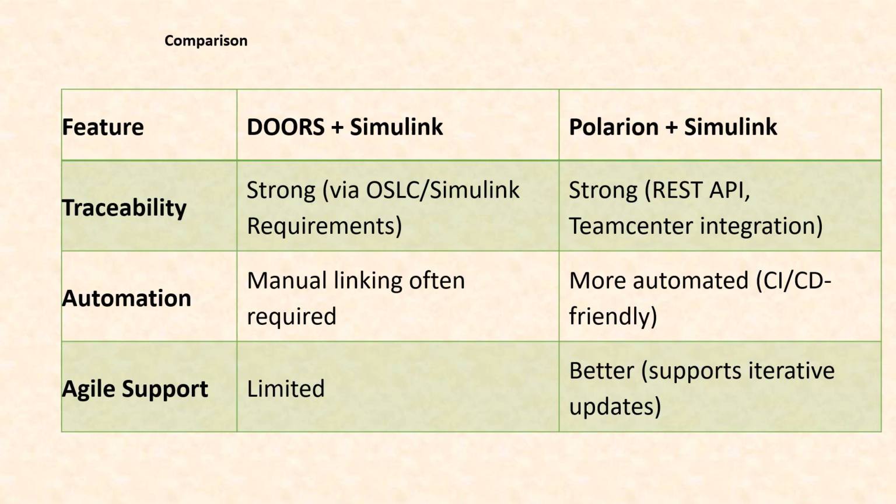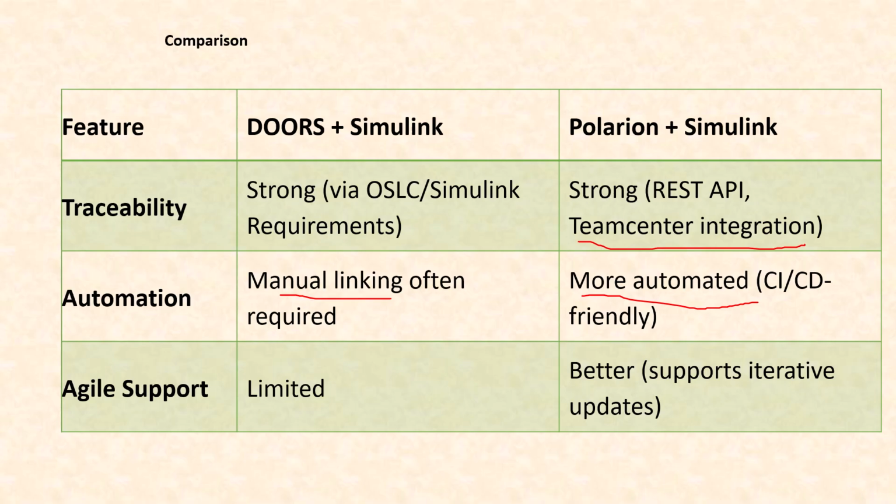When it comes to traceability, it is very strong via OSLC and Simulink, and it is very strong through the API. And it is also integrated strongly with Teamcenter. Teamcenter is an important part of the Siemens ecosystem. When it comes to automation, manual linking is required, and when it comes to Polarion, it is more automated.